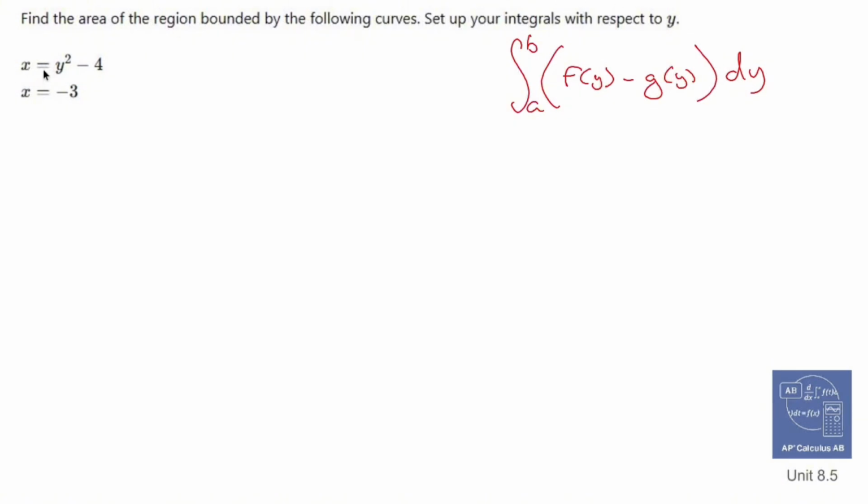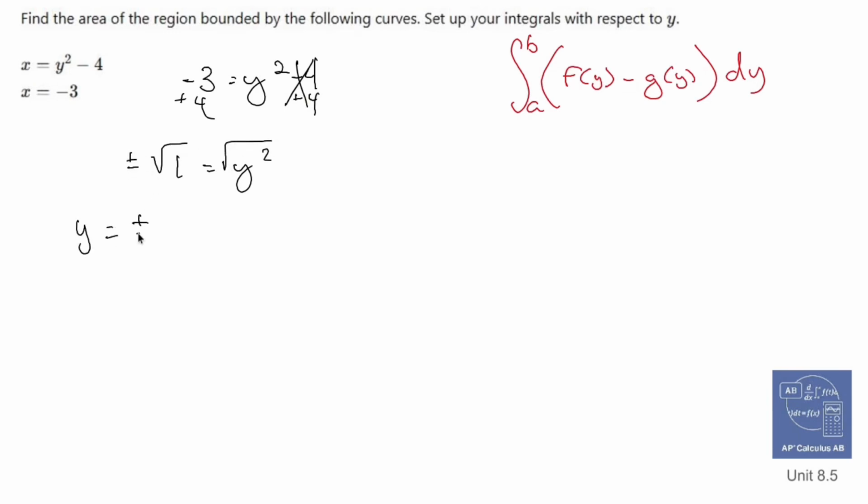So these are already solved for x. That's good. What I need to do is find out where these guys intersect, and that'll give me the limits of integration. So we're just going to set negative 3 equal to y squared minus 4, add 4, and so 1 is going to equal y squared. Square rooting everything is going to give us limits of integration at positive 1 and negative 1. So positive 1 is going to be a, negative 1 is going to be b, except I have that backwards. So let's set this up.